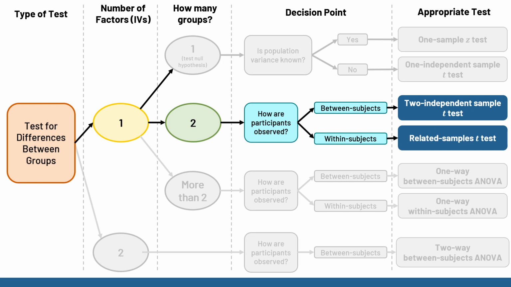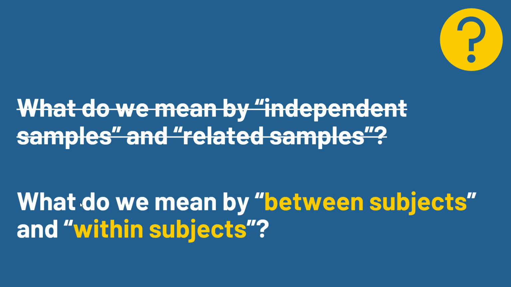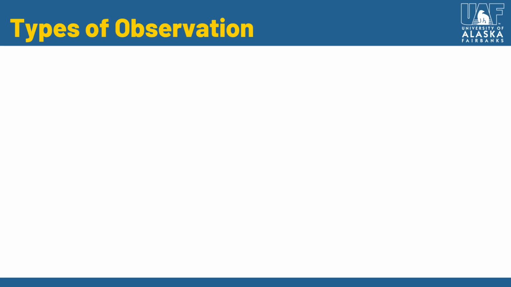And so to begin this discussion, we might ask this question: what do we mean by independent samples and related samples? And we'll get to that, but I think it'd be easier if we start with a different question, that being what you see here. What do we mean by between subjects and within subjects? Because these are terms that you'll hear a lot in this class and then throughout your learning in social sciences, like if you're a psych major, for example.